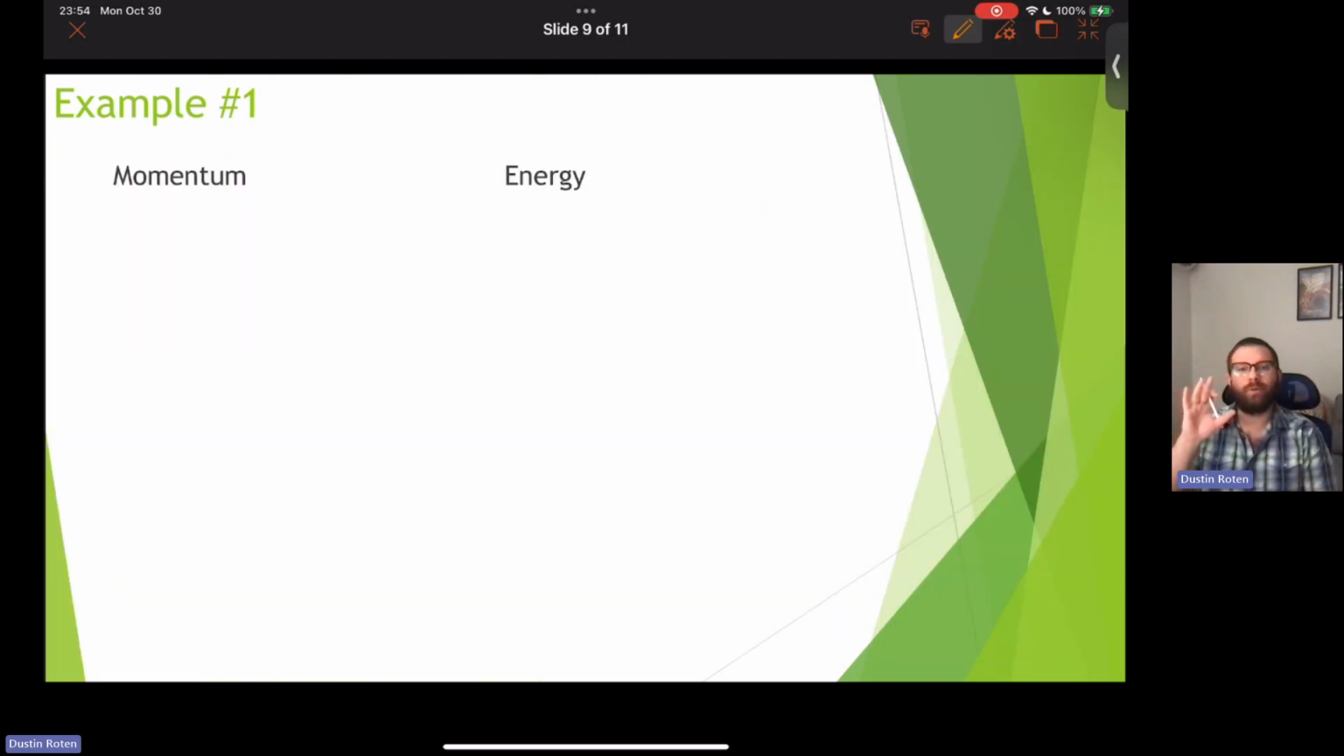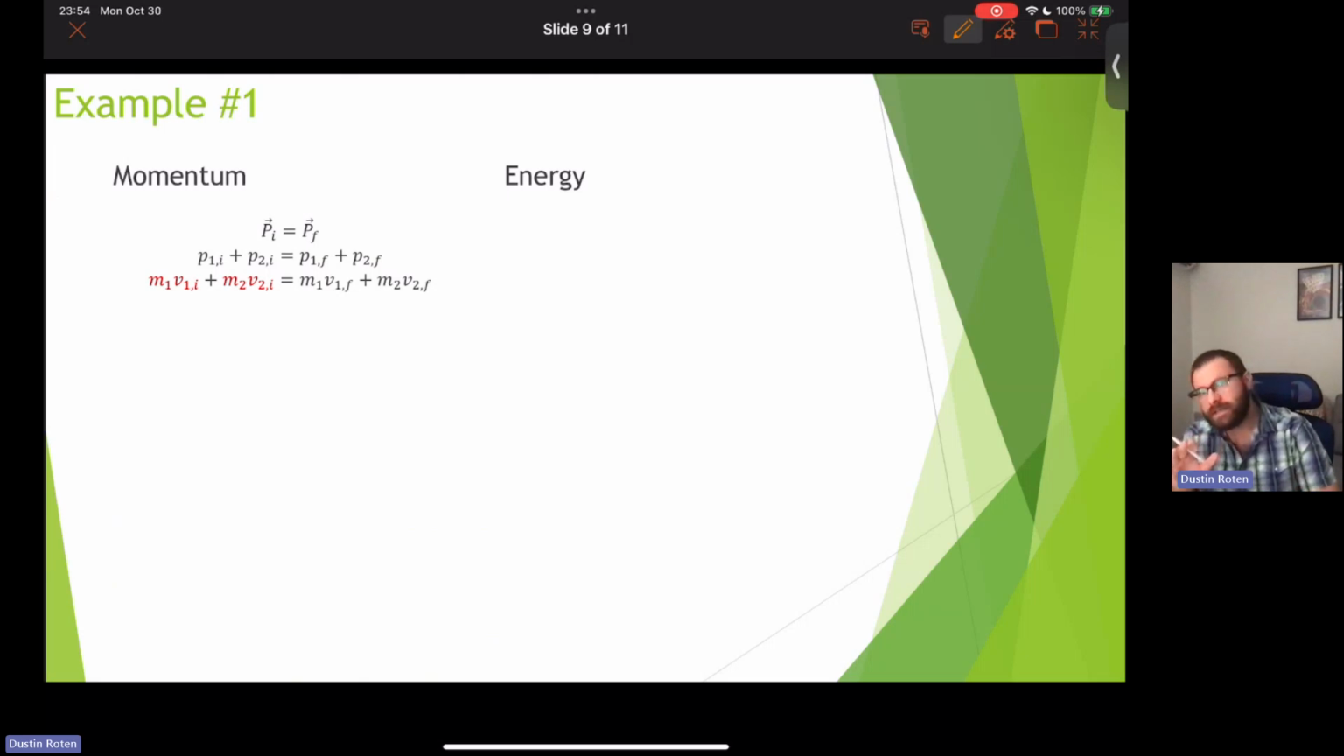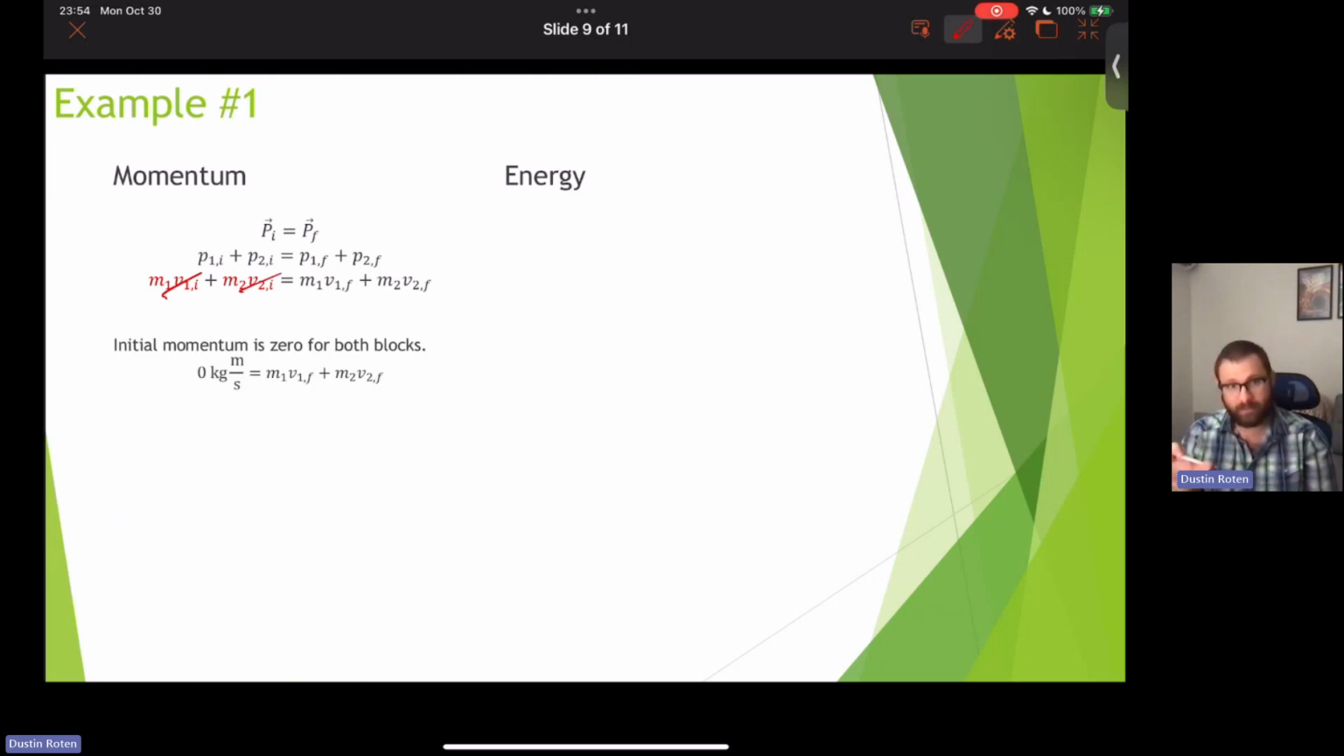Okay, so let's think about the momentum approach first. So we have initial equals final, same equations from the previous slide. Notice here in red, these are 0, because remember, these things are compressed and they're being held there, so their initial momentum is 0. So this is gone, and since the initial momentum is 0, it's just the final stuff added together equals 0.